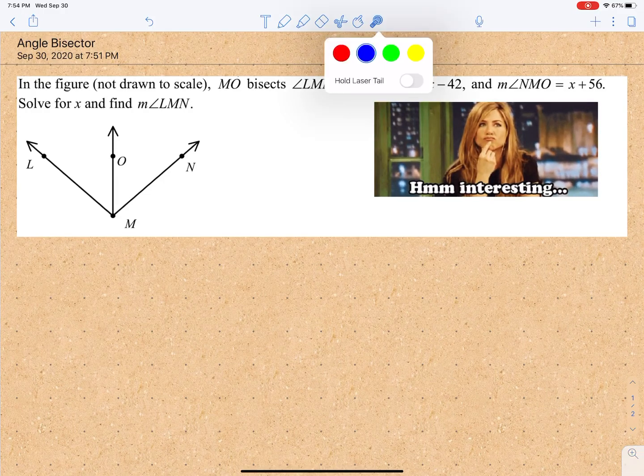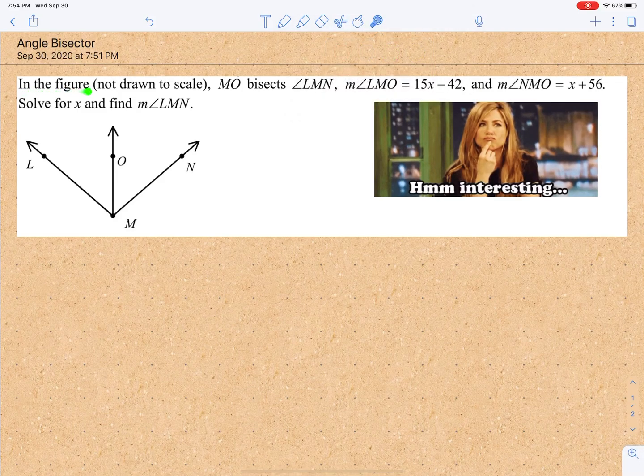So let's attack this problem. So in the figure not drawn to scale, remember in geometry we're never going to trust what the picture looks like, we only trust the information. So just because something looks like something, don't believe it, just believe the information.